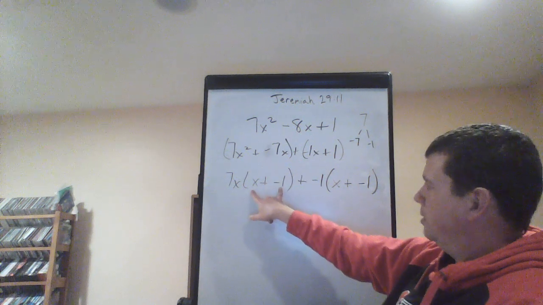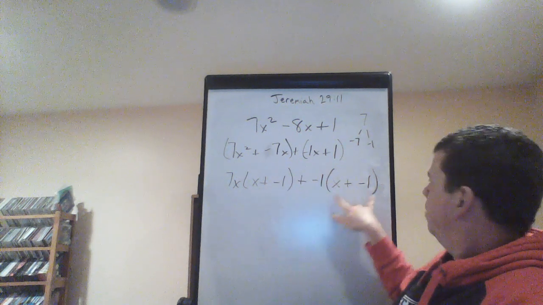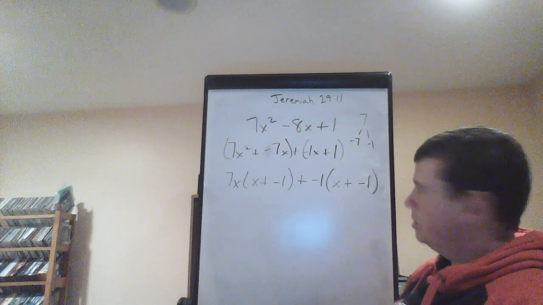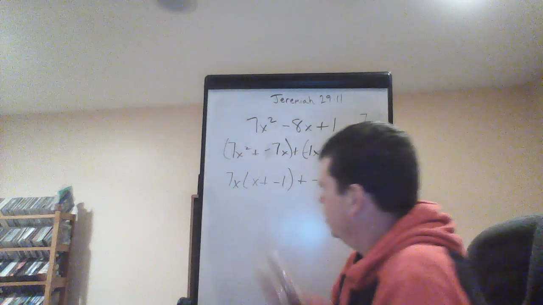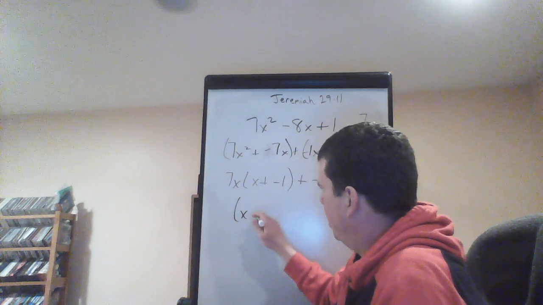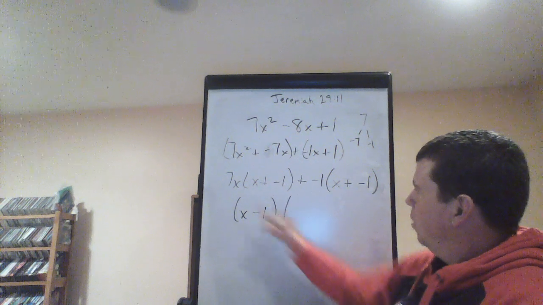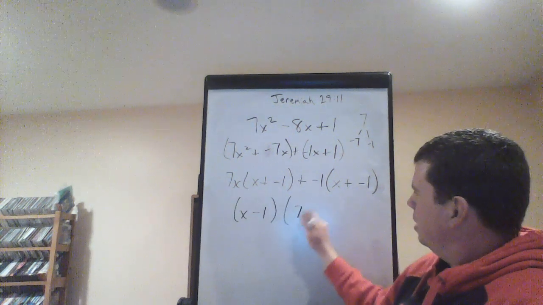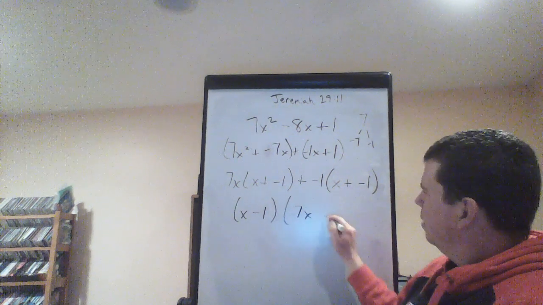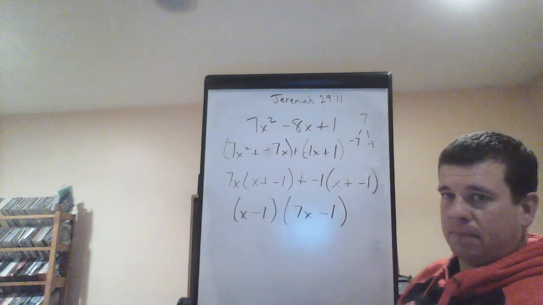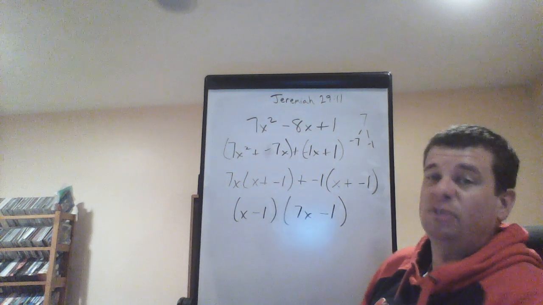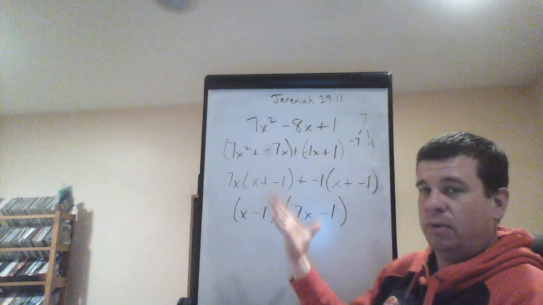And now here's what I'm looking for. The things in parentheses match up. I've got x plus -1 and x plus -1, so I can factor that out. So x plus -1, or I'm going to write that as x minus 1. And then what do I got left here? A 7x plus -1 or -1. All right, and all we're asked to do is factor this. So we have factored it.